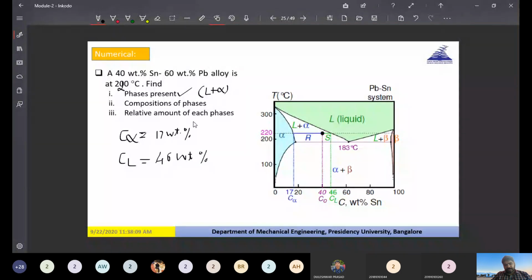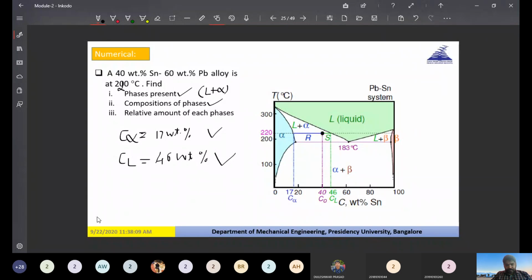So this is very simple. This is the second problem: you find the composition of alpha and the composition of liquid simply by drawing the tie line. Now, relative amount of each phase: you have to find out how much alpha is there and how much liquid is there in this particular condition. That is also very easy. You can apply the lever rule at this particular point.